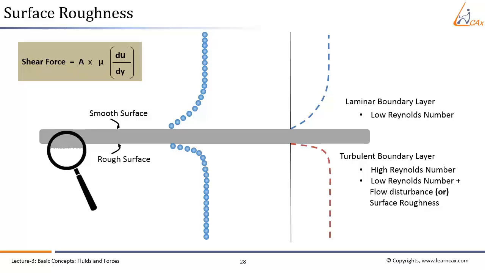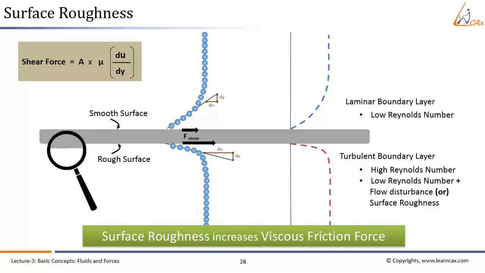A turbulent boundary layer has a steep gradient of velocity at the wall and therefore exerts a larger shear stress compared to that of a laminar one. So we can conclude the surface roughness increases the amount of shear force exerted by the fluid on the solid object trying to move through it.